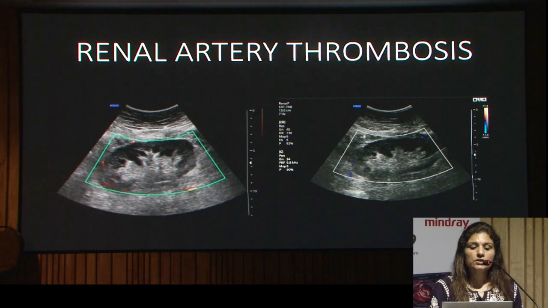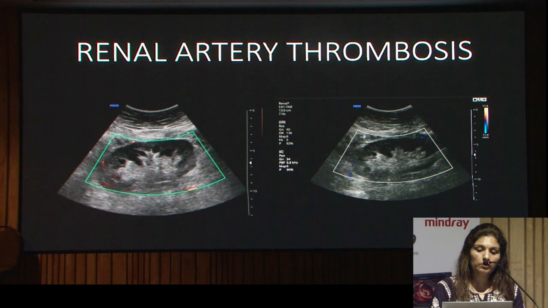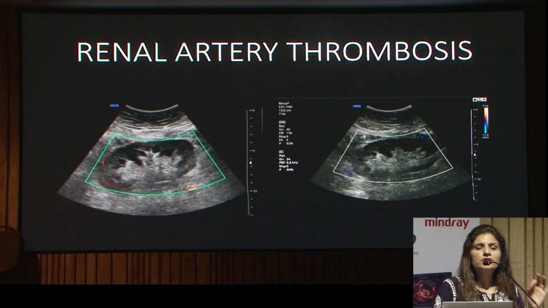So you need to mention this. This is a renal artery thrombosis. Here, if you see, again this video probably won't play. If you see, the artery is appearing mildly bulky and there is no flow whatsoever. A transplant kidney is placed superficially.